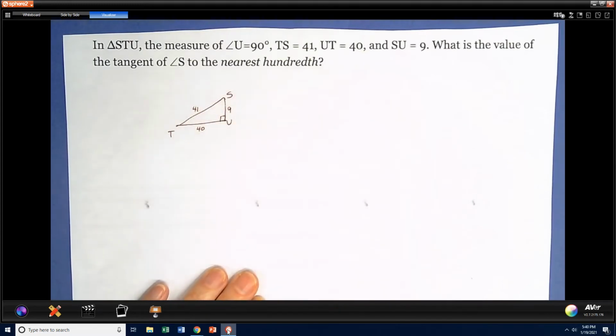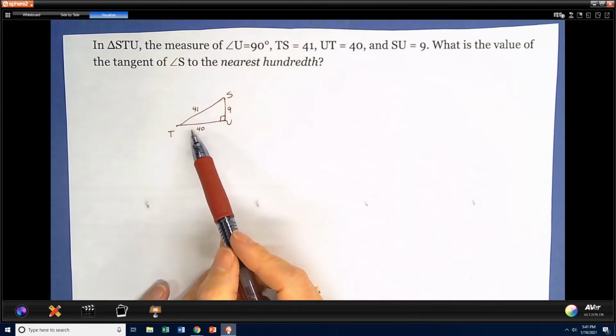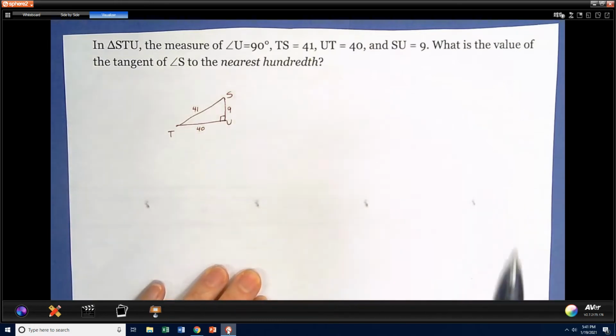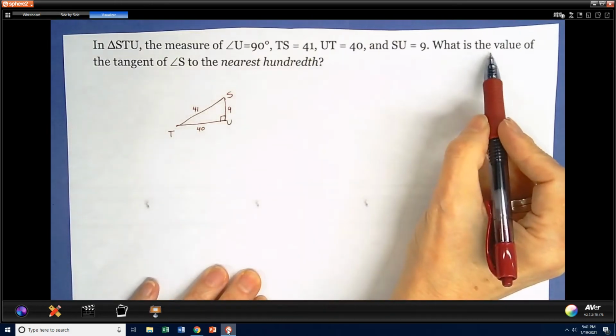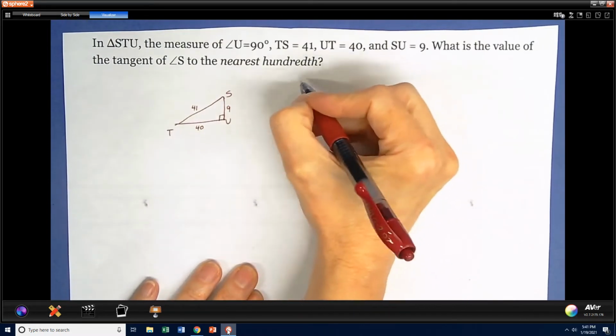Now, my diagram is not drawn to scale. The 41 and the 40, those sides are very similar in length. So this angle is a very tight, acute angle, much smaller than the angle that I have drawn. So if I want to find the value of the tangent S, I need to remember what ratio tangent represents.